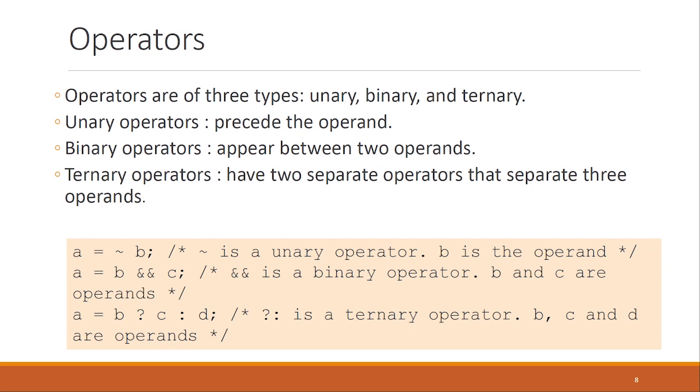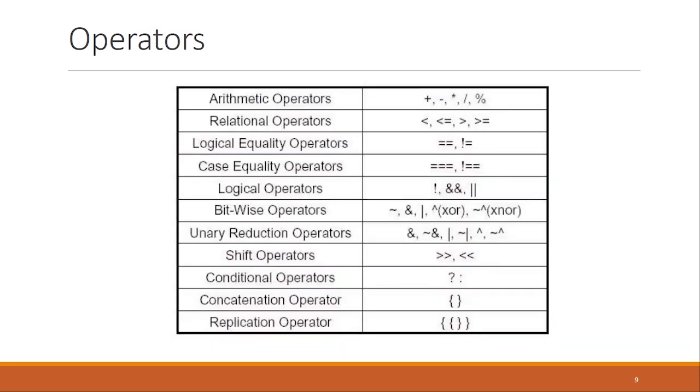So this is about the classification of operators, and now this table lists all the operators that are available in Verilog. So the operators can be classified into different groups as given in the table. Operators can be arithmetic operators, relational operators, logical equality operators, etc. The examples for arithmetic operators are plus, minus, multiply sign, divide, percentage sign. These things you already have seen in C.